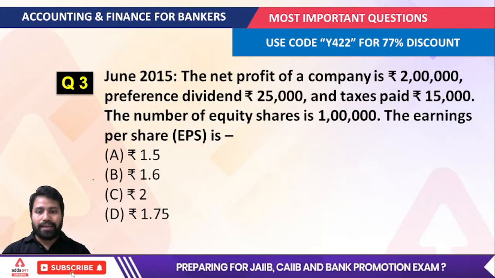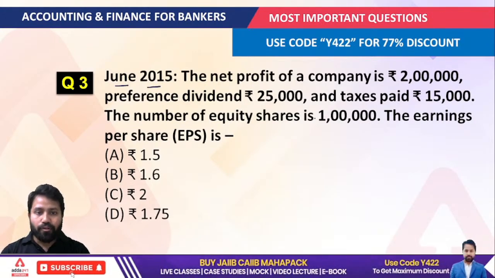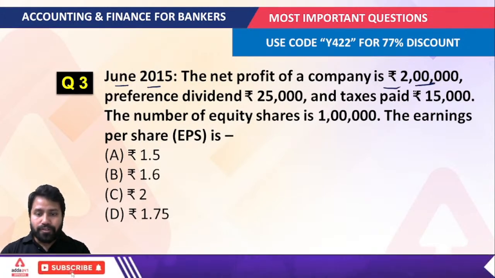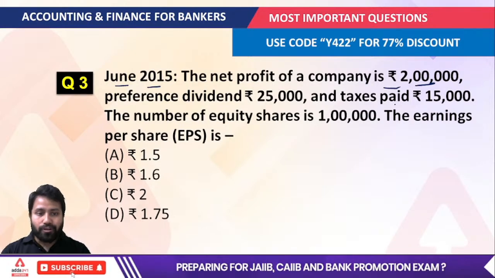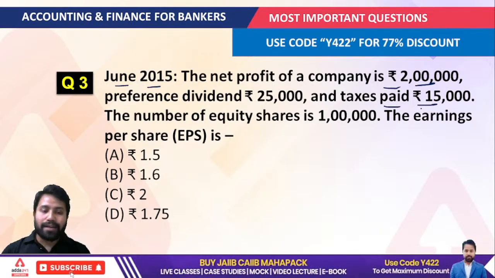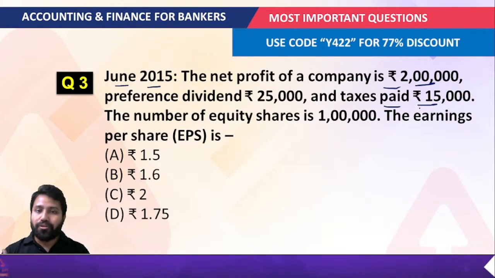This is data given for a month and a year. The net profit of the company is given as 2 lakh. Preference dividend is 25,000. Taxes paid are 15,000. The number of equity shares is 1 lakh. So you have to calculate the earning per share.